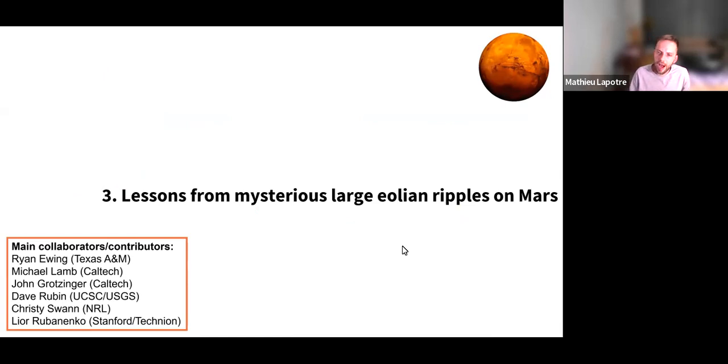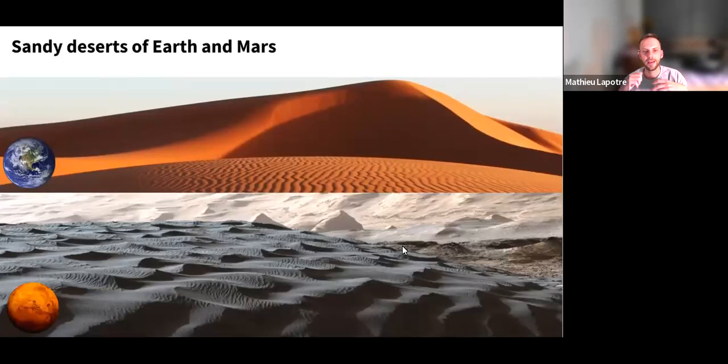And I will tell you about how an observation we made on another planet taught us about a fundamental geological process, and that is the formation of sand ripples by winds. And this work is a result of discussions and collaborations with many people listed here on this slide. So when one thinks of a sandy desert on Earth, the top picture is the mental picture that they build. We see large dunes mantled by small, decimeter scale ripples.